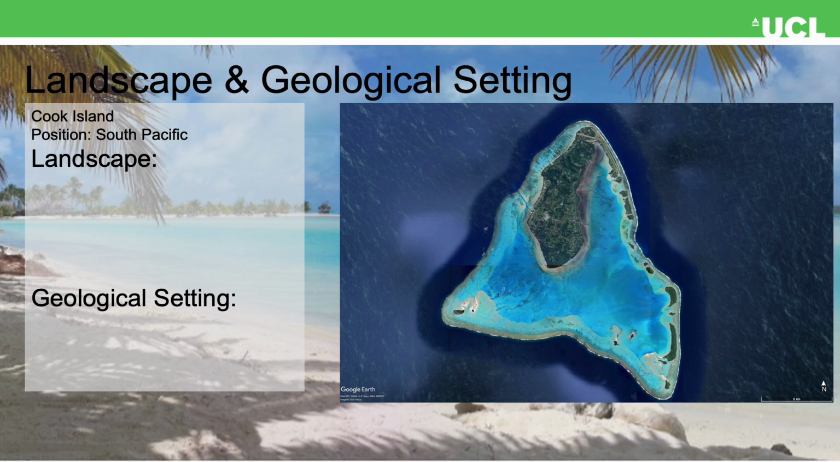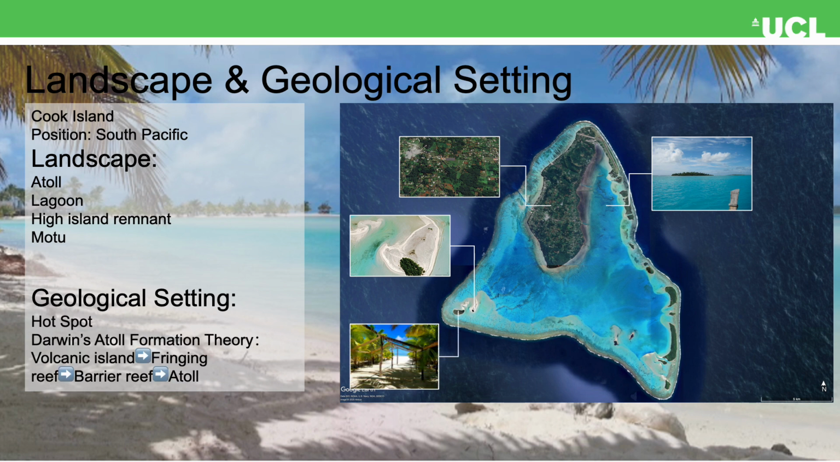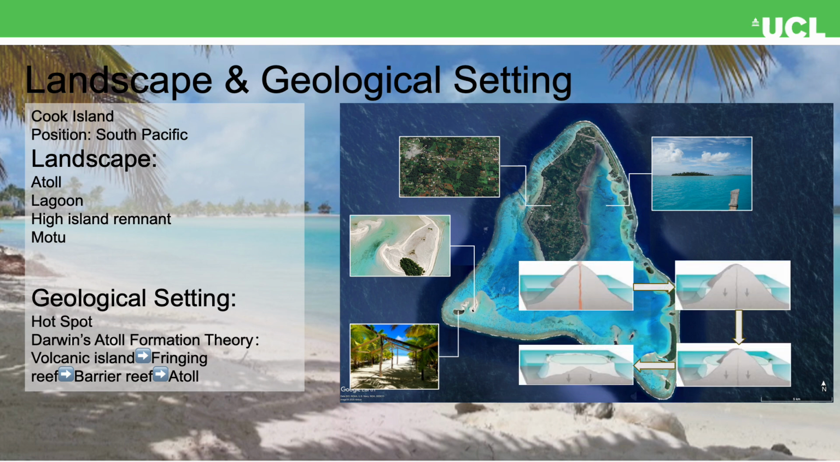The second place, the Cook Islands, are located in the South Pacific and represent a textbook example of a tropical carbonate island system. The landscape is defined by ring-shaped atolls enclosing shallow lagoons with isolated patches of land known as motus, remnants of high volcanic islands. Geologically, these islands lie above a hotspot, where volcanic activity initially formed high islands. Over time, the island undergoes subsidence, while coral reefs grow upwards, forming first fringing reefs, then barrier reefs, and eventually atolls.